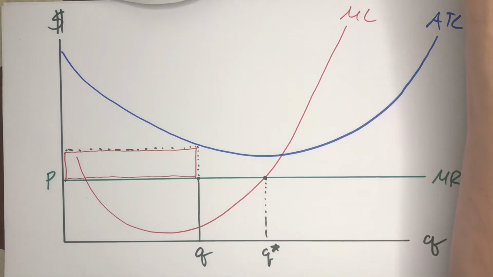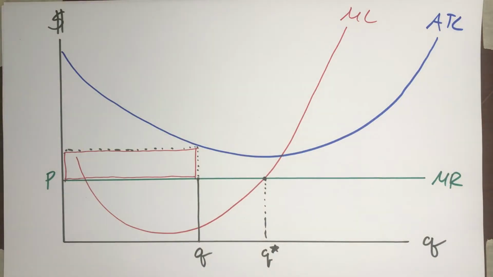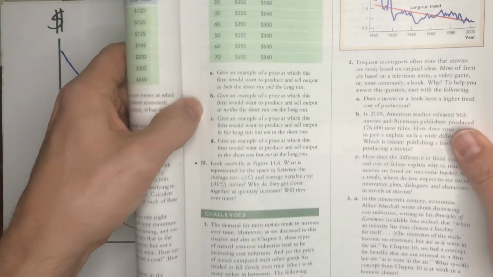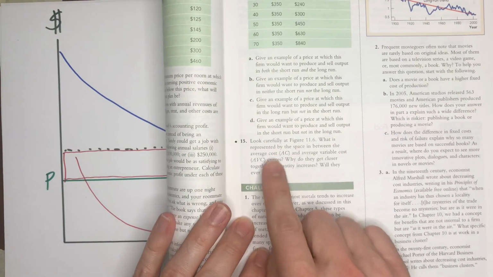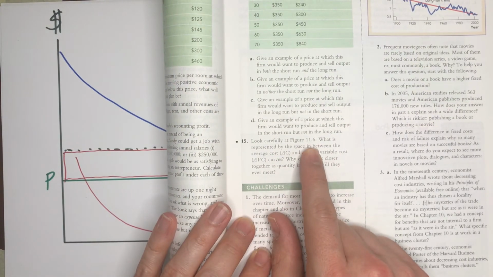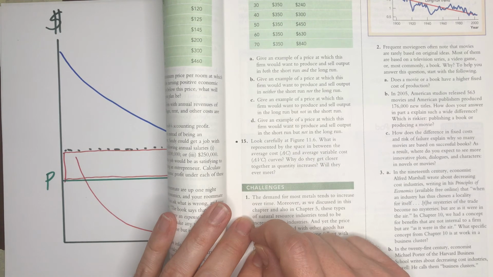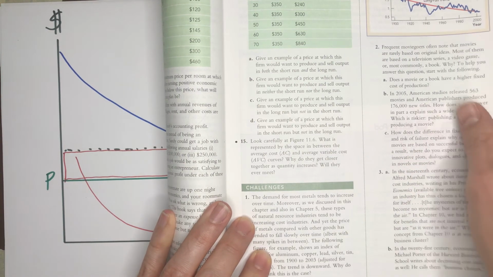Okay, and that brings us to problem 15. I am also, in thinking and problem solving, going to go over problem number 9, but again, that's going to be in a separate video. Okay, question 15 says the following. Look carefully at figure 11.6. What is represented by the space in between the average cost and average variable cost curves? Why do they get closer together as quantity increases, and will they ever meet?